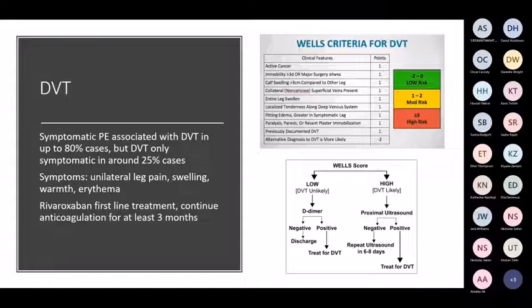And if DVT is likely, so high risk on the Wells score, then you're going to go on to do an ultrasound. And if that's negative, you'll do a repeat ultrasound. If it's positive, then you're going to treat for DVT. And when I say treat for DVT, rivaroxaban is the first line treatment, and you normally will continue on rivaroxaban for at least 3 months. So we're going to move on to our case now.